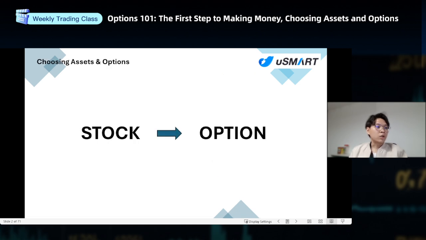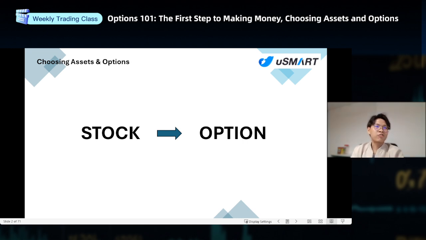Now we are going to talk about how to choose the correct asset and also the options. For the stock, before we go into detail, we need to know whether we choose the option first or the asset first. It will be very difficult and complicated if you choose the option first and then refer back to the stock itself, because the option price depends greatly on the stock price.